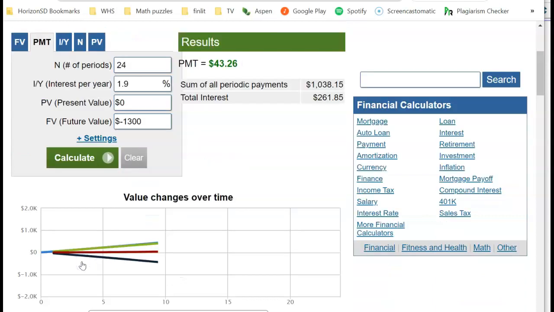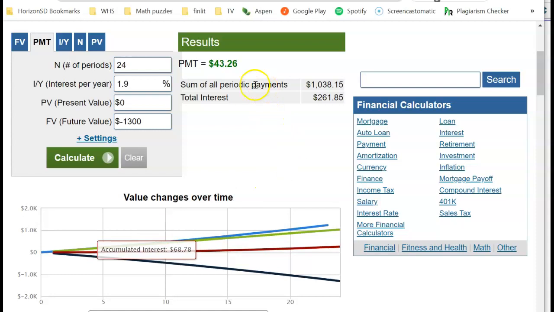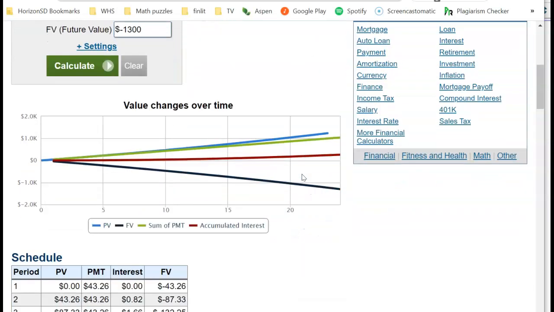You click calculate, and it shows you need to make monthly payments of $43.26 each month. You can see the total amount of money you need to put in. So you're looking to save $1,300 for your washing machine, but actually the interest is saving $261.85 of it. And you, in actuality, have only accumulated $1,038.15 of your investment, or the money you put in.